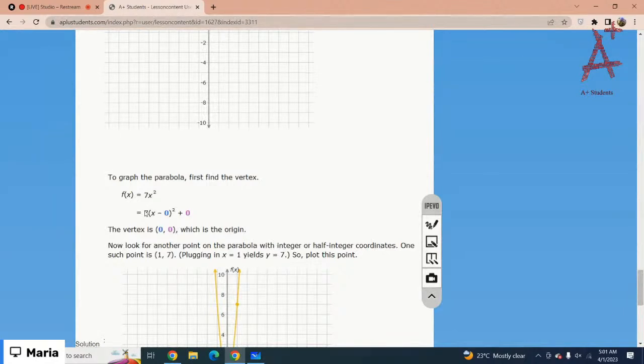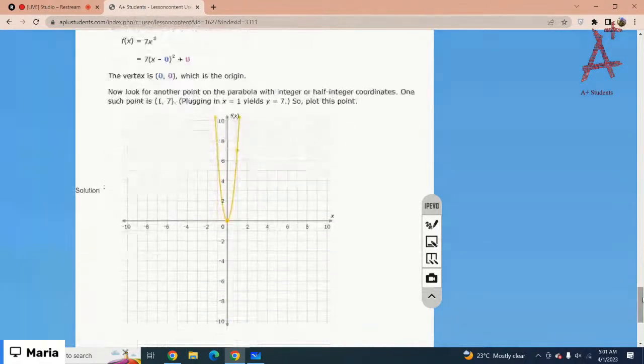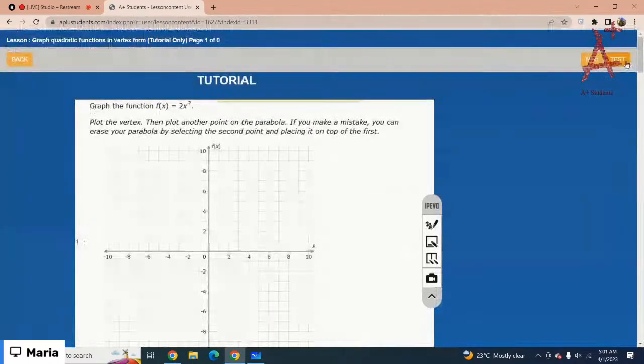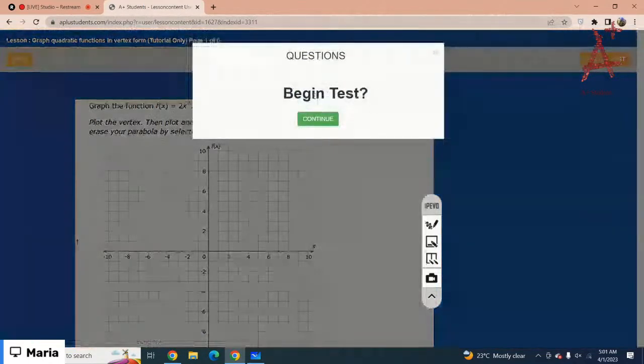Now you can select any point. Let's see, here you have x is 1, so then y is 7. Use 1 and 7, these 2 points, and form the parabola. Here is the point 1, 7 and here is the parabola. Got it? Let's see if we have the practice questions, but here it's written just tutorial only. That means they don't have any practice question.